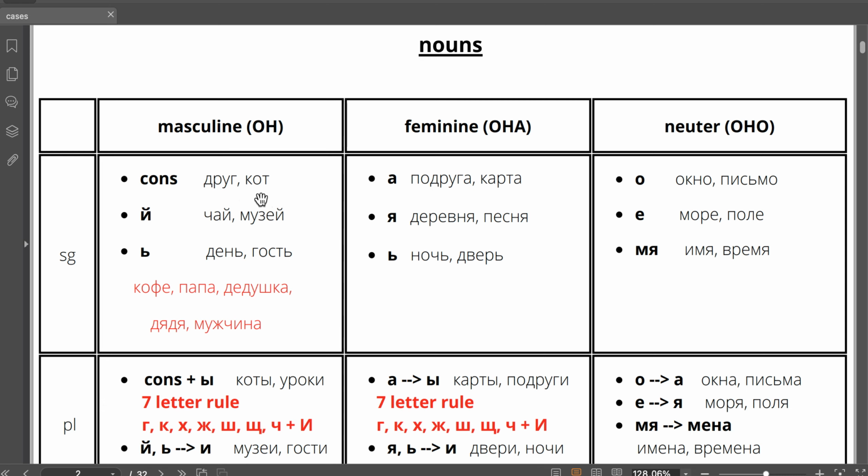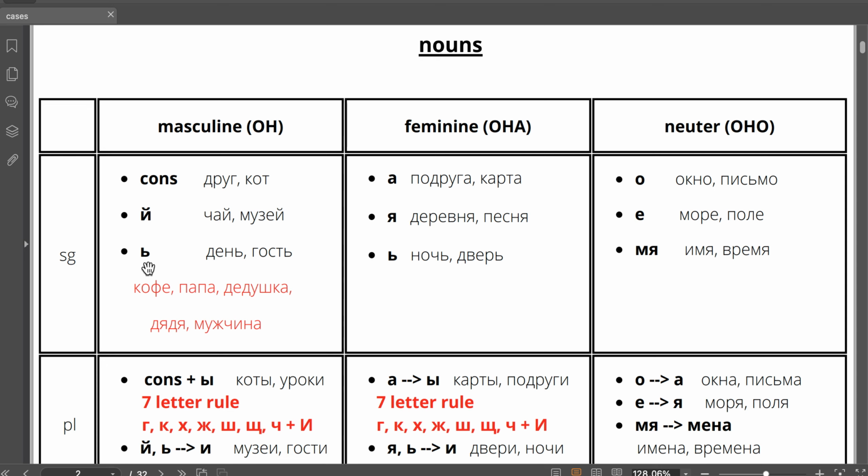Друг, кот. Friend, cat. Друг, кот. They are 100% masculine because they have consonant ending. Next ending is short й. We say и краткое. Yes, it's a very long official name of this letter. It gives the sound y. So чай, музей. Yeah, right now I'm reading very slowly just to show you some details, but of course, if I say it in my normal speed, it will be чай, музей. We see this ending, so it's 100% masculine. He gender. So tea masculine in Russian and museum masculine in Russian.